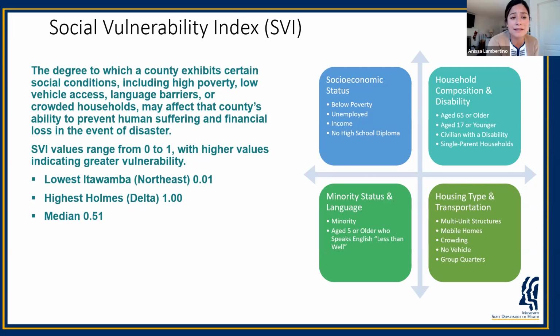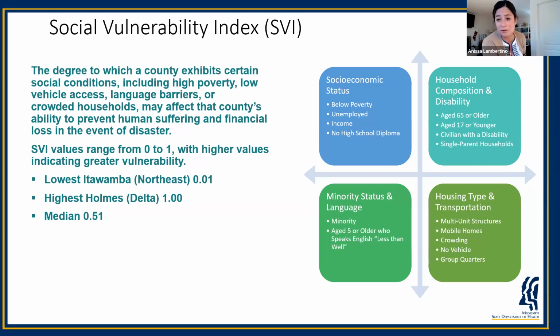What they tell us is the ability to prevent human suffering and financial loss in the event of a disaster, and that includes a public health emergency or a severe weather event. For the social vulnerability index, the values range from 0 to 1, with higher values indicating greater vulnerability.